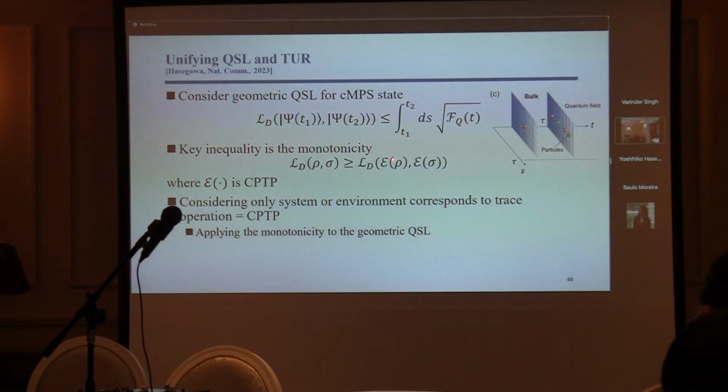Here, E is a CPTP map. So basically, this inequality shows that if we use partial information of the state, then the distance should be smaller than the original distance. And considering only the system or environment corresponds to applying a trace operation. So this is CPTP. So of course, this operation should satisfy this monotonicity relationship.